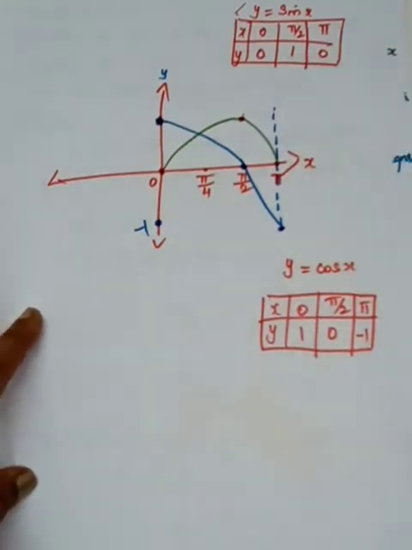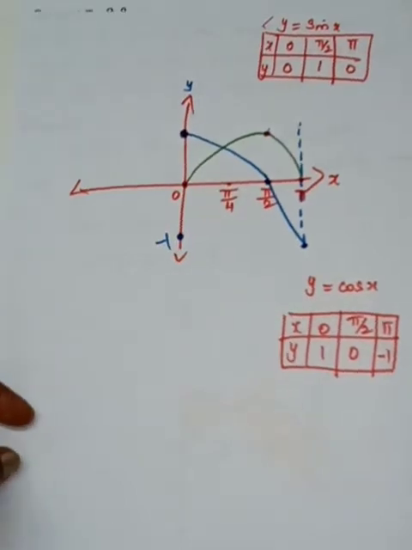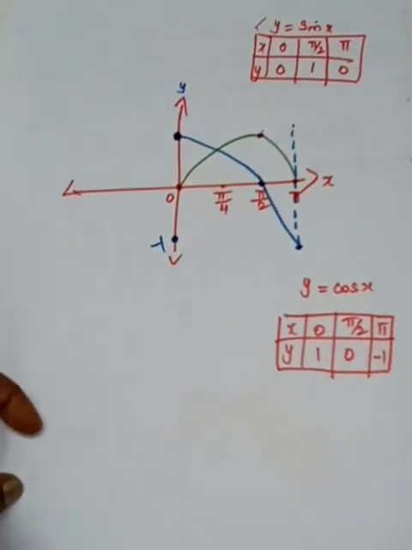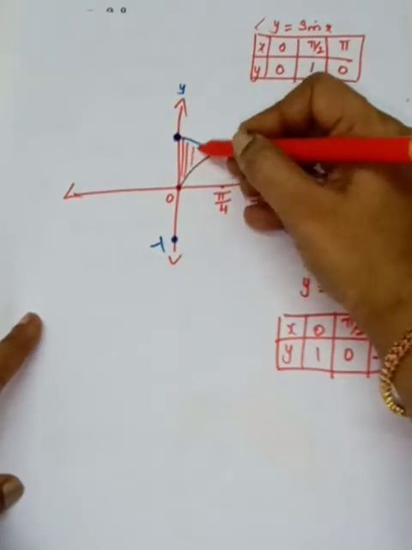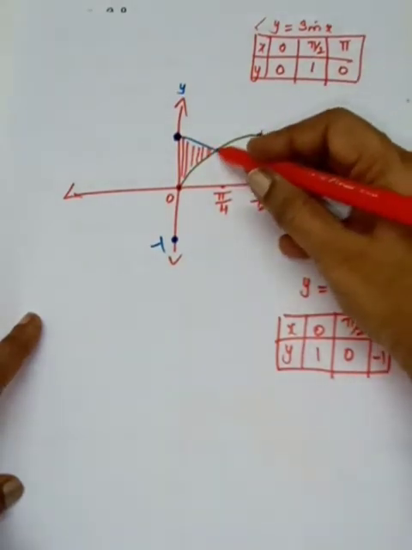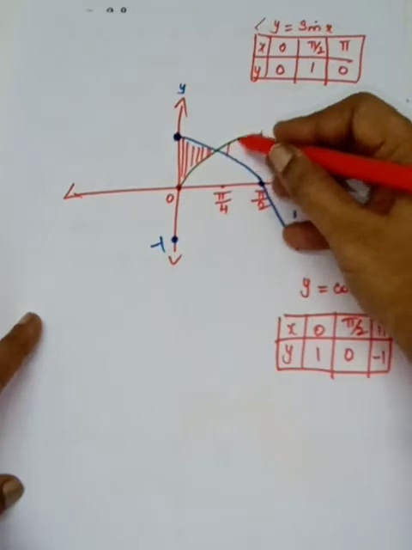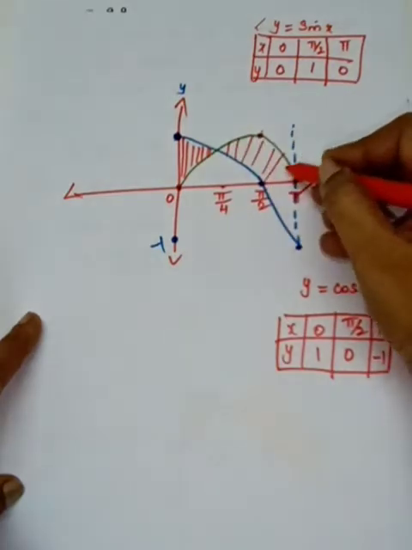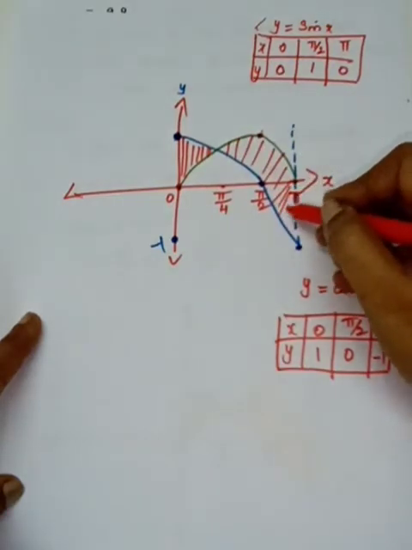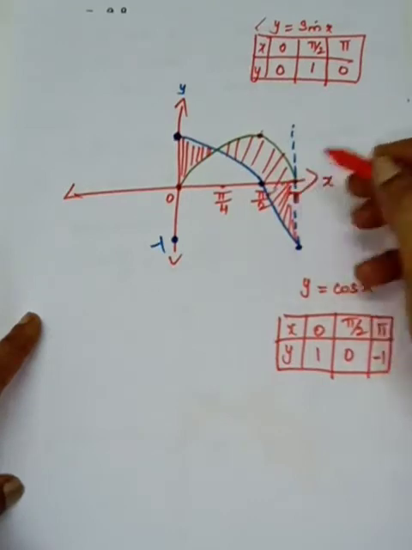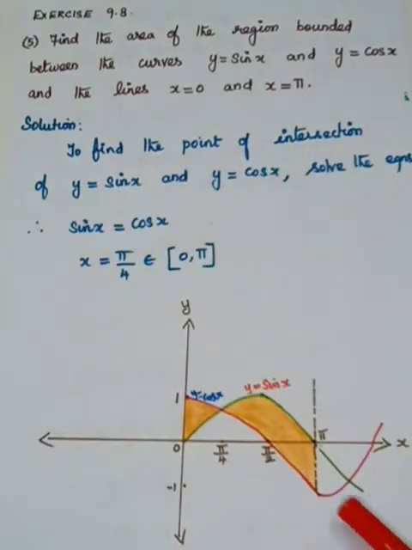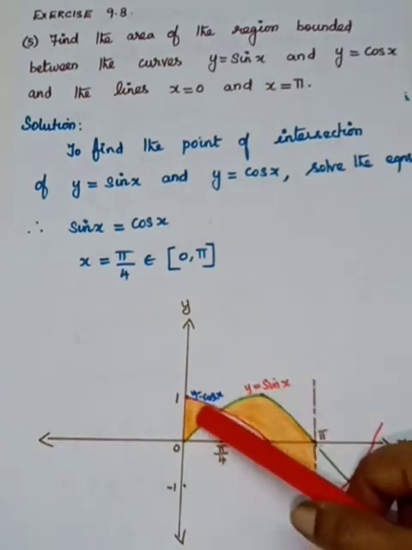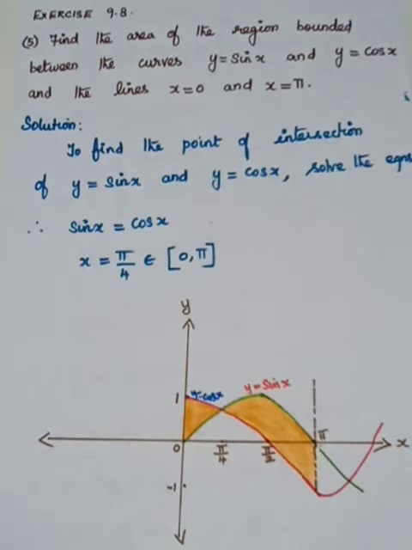So we have to find the area between these two curves. So which area will come? Here you will have this part, and at pi by 4 you will have only this point and the remaining area up to pi. Okay, so you have to mark. So this is the area that will come. So this is what we have marked, the area between the two curves, y is equal to sin x and y is equal to cos x. I have shaded here.